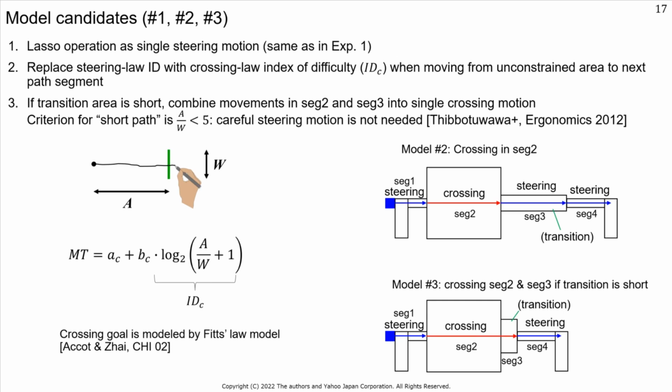Model number 2 is to use a crossing ID for the unconstrained area, because a careful steering operation is not needed in such a very wide area. Moving the cursor from a very wide area to a narrow area can be modeled by the crossing model, which is the same formulation of Fitts' law. Model number 3 is to use the crossing model for segment 2 and segment 3 if the transition area is short.